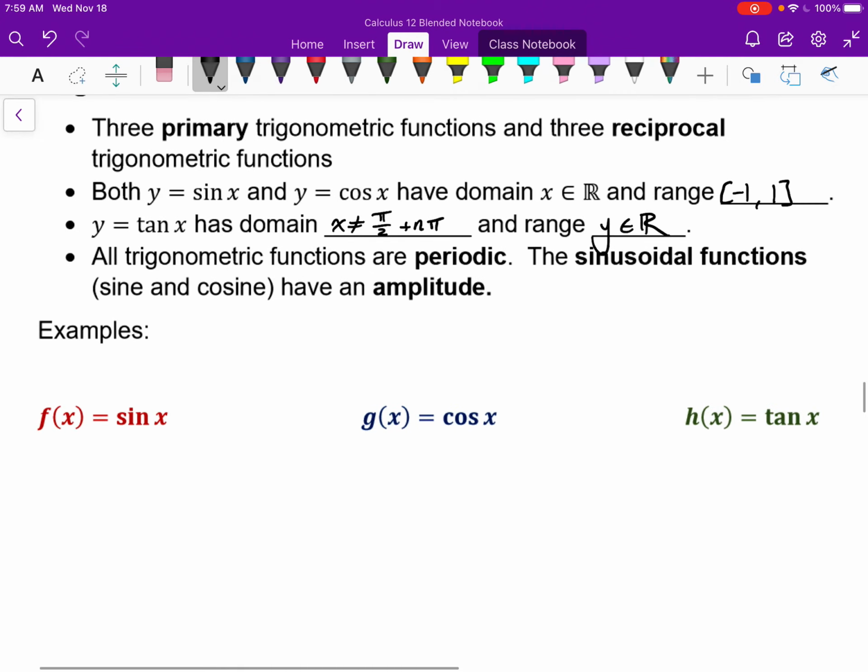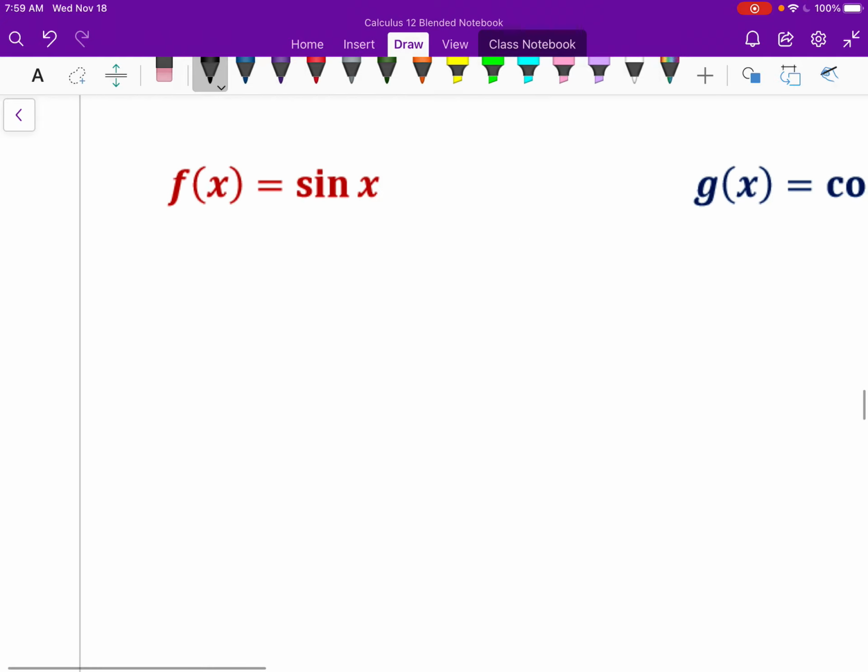That's it. All trigonometric functions are periodic. That means they repeat over and over and over. The sinusoidal functions, which are functions that make waves, so sine and cosine, have an amplitude. But a tangent function does not have an amplitude. So that's it. Let's look at my 3 basic trigonometric functions.